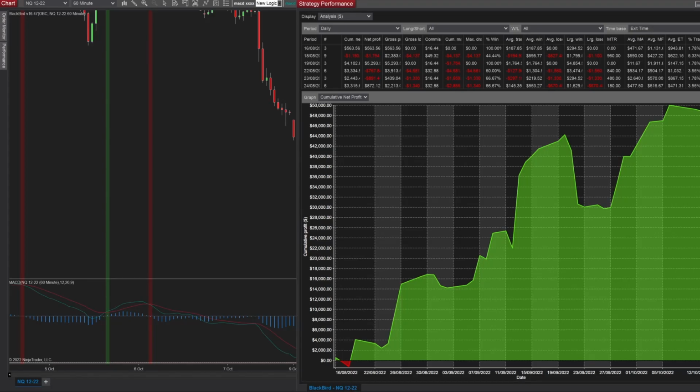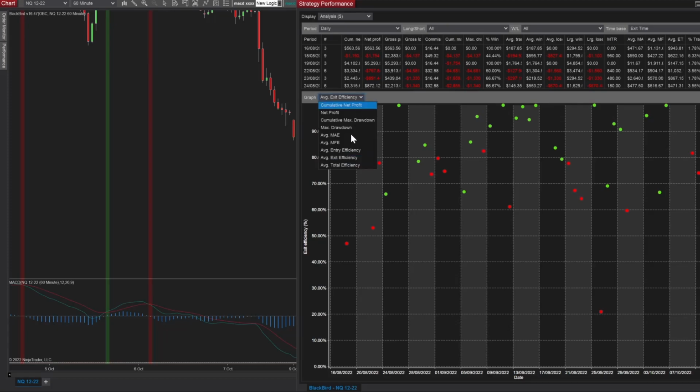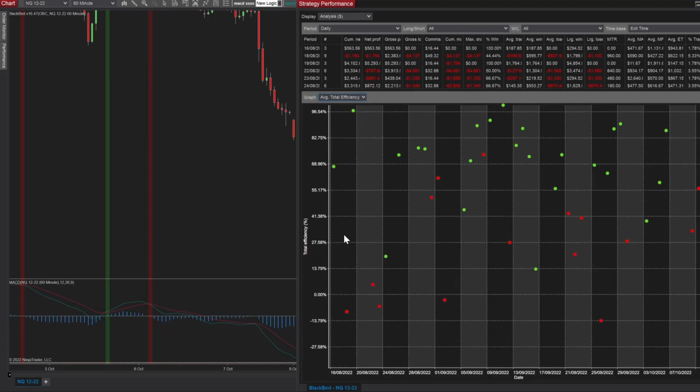Okay, this is the equity curve achieved on a 60-minute chart of the NQ. It's not exactly negative, but the drawdowns are quite frightful. Okay, in terms of entry efficiency, it's really all over the place. The same with the exit. And you can tell that it's really all over the place here. So the idea is to see how we can actually optimize this strategy.